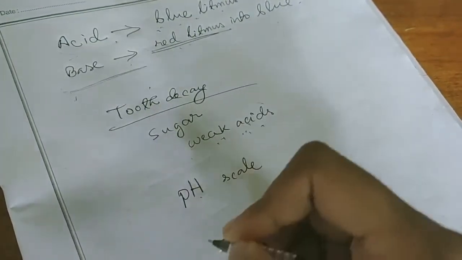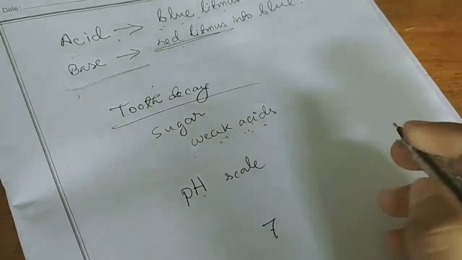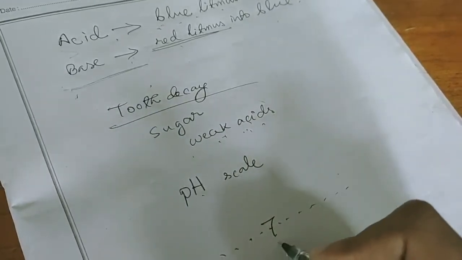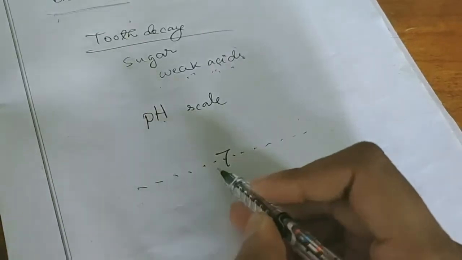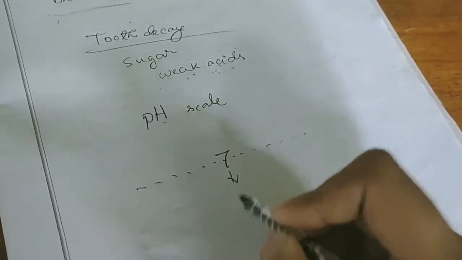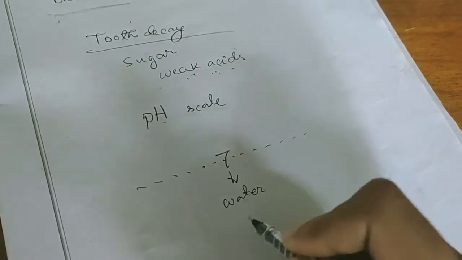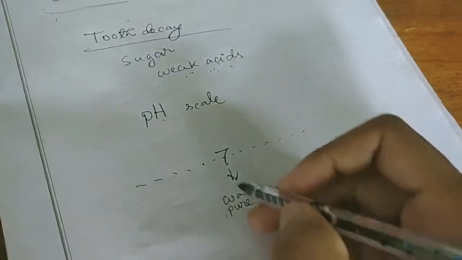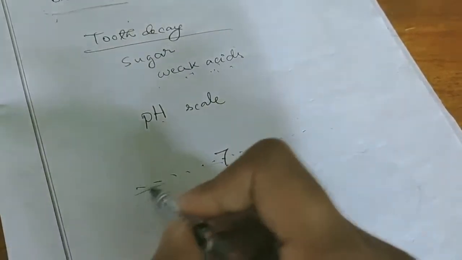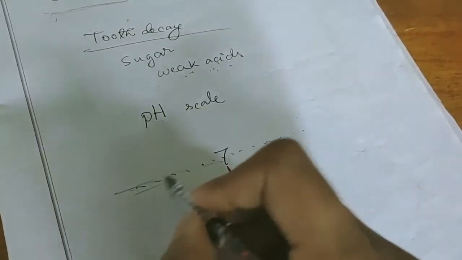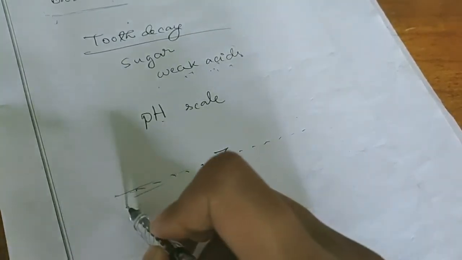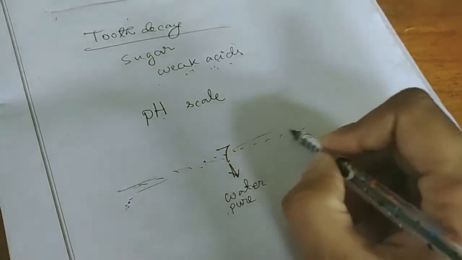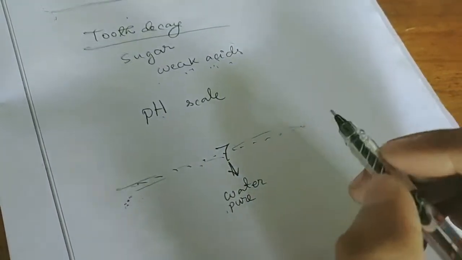Now the middle point is 7. If a liquid has pH 7, then it will be pure water. Normal, pure water is 7 on the pH scale. Now if you go to the left side, meaning the value decreases from 7, then it will be acidic. If the value increases, then it will be a base.